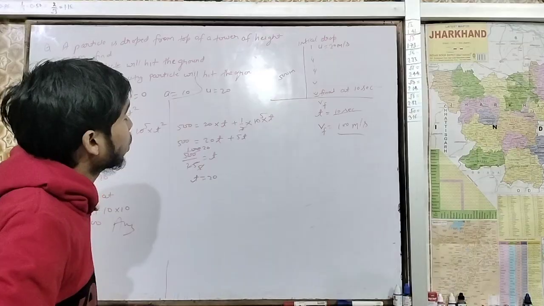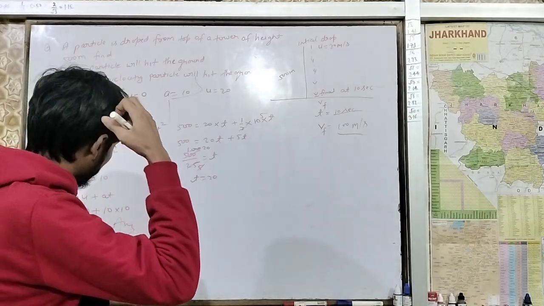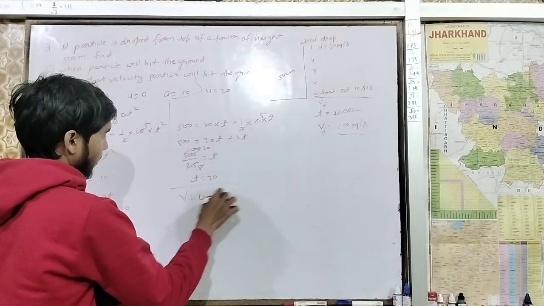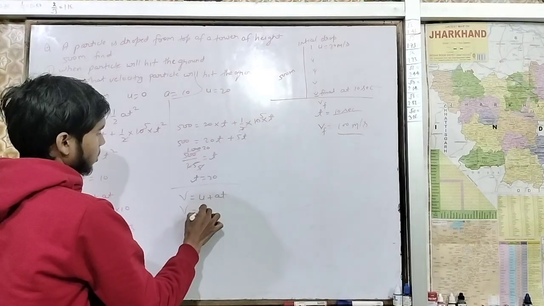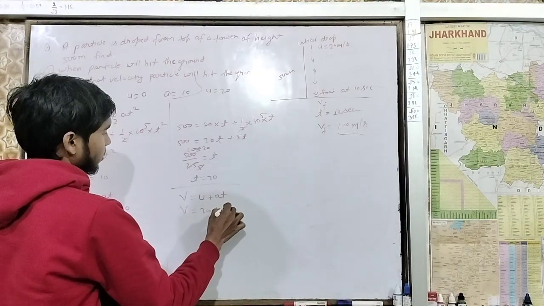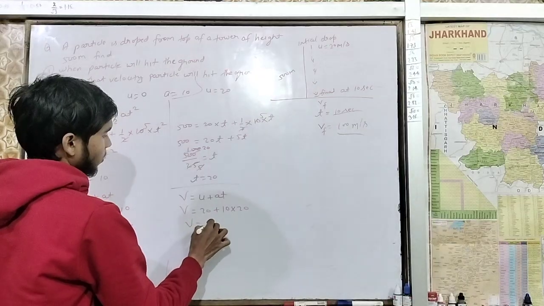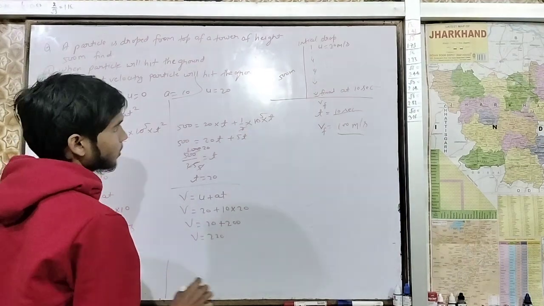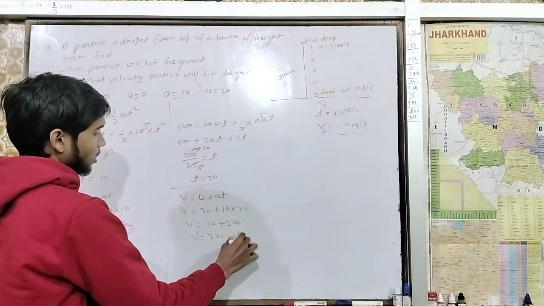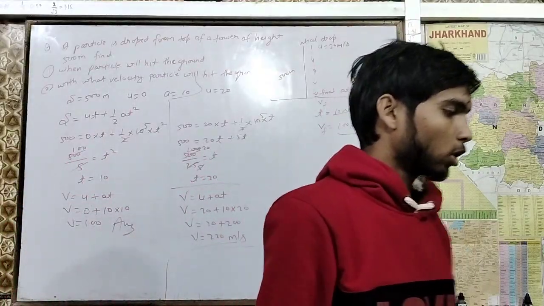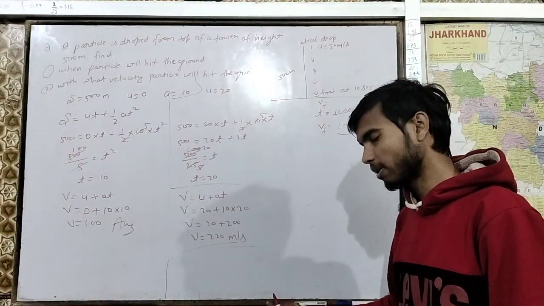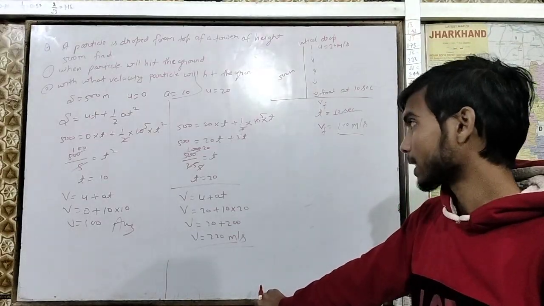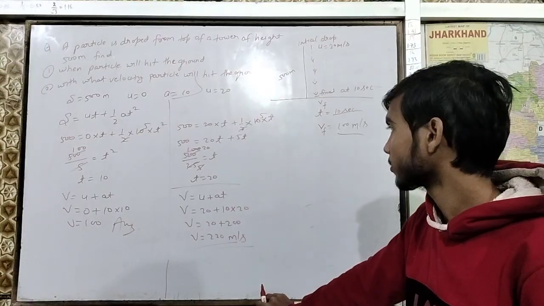At 20 seconds. With how much velocity? You will ask, with how much velocity? v is u plus a t. u is 20, plus 10 multiplied by 20, 200, so 220. With this much velocity, the particle will hit the ground at 20 seconds.